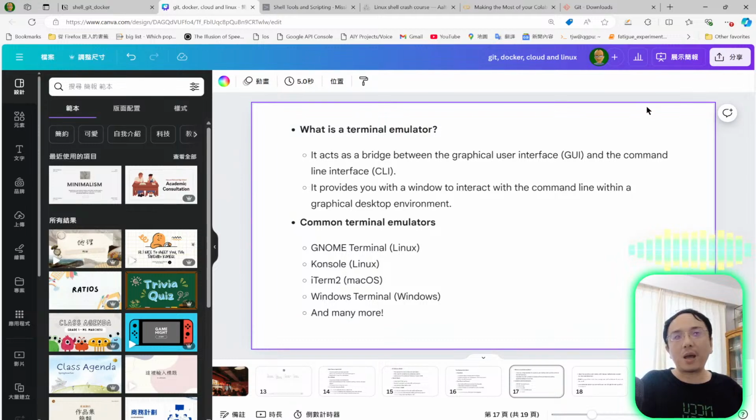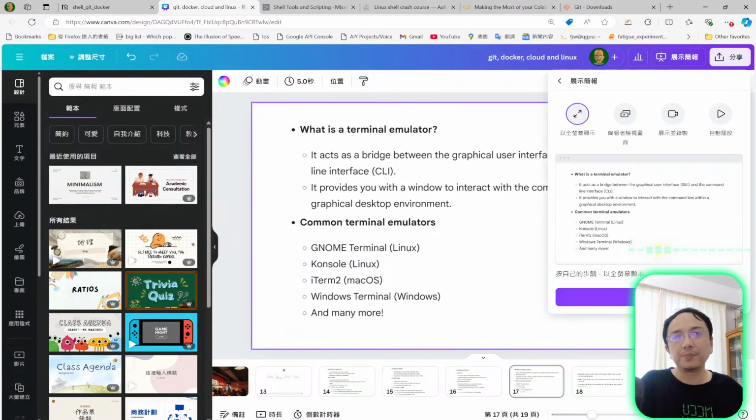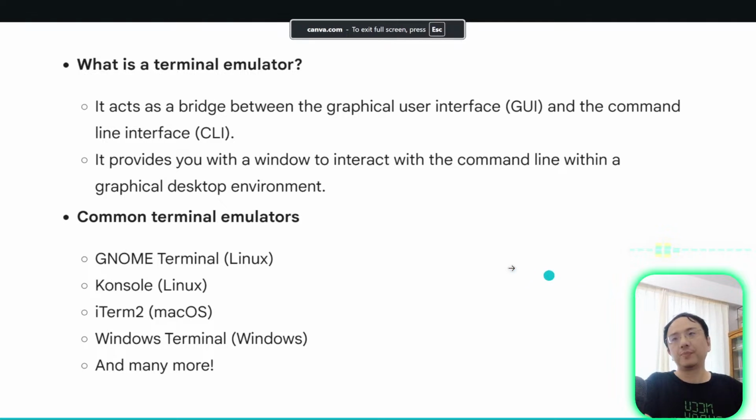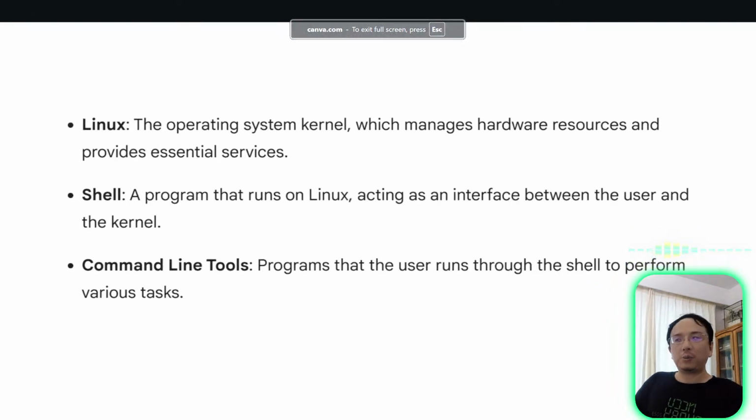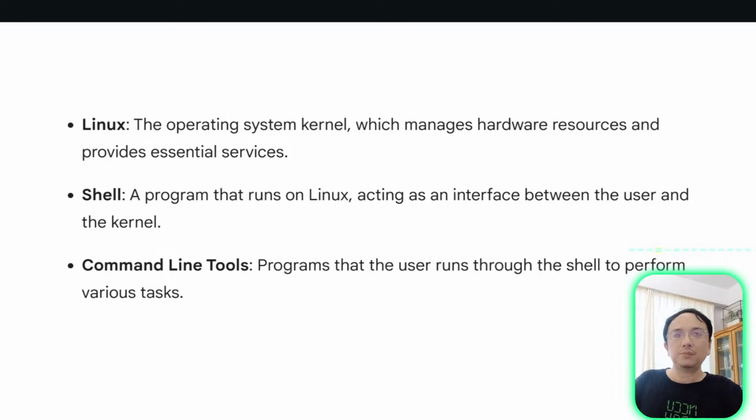So let me go back to the slide. So now let me explain some concepts. So first of all, Linux. Linux is the operating system. The most strict meaning for it refers to its kernel. So the kernel is software that communicates with the hardware and the user space things.